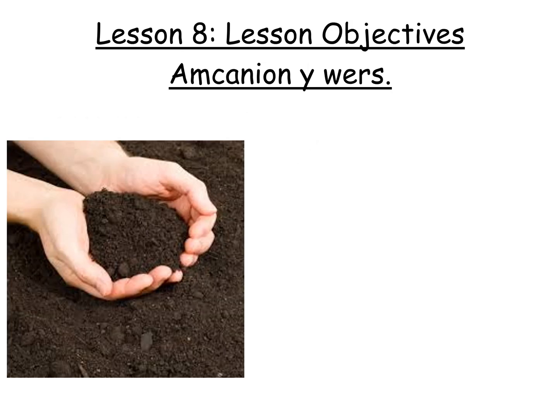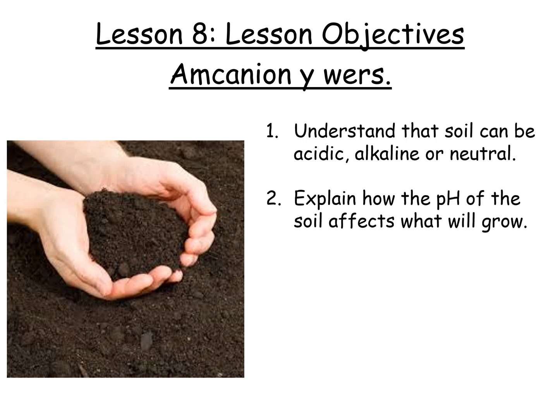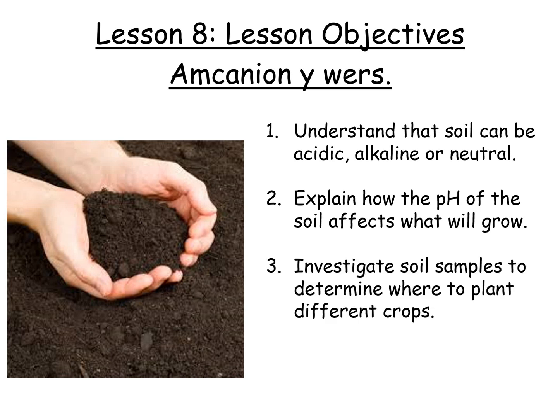So what are we going to learn today? We have 3 objectives. You're going to understand that soil can be acidic, alkaline or neutral. You're going to explain how the pH of the soil affects what will grow, and investigate soil samples to determine where to plant different crops.